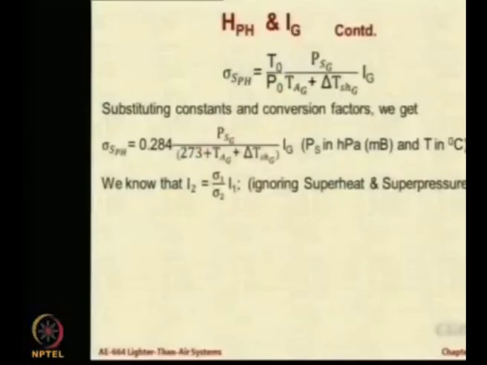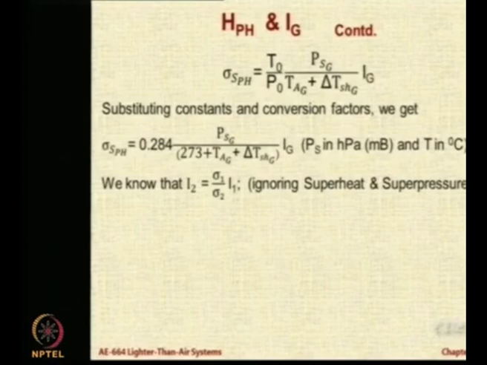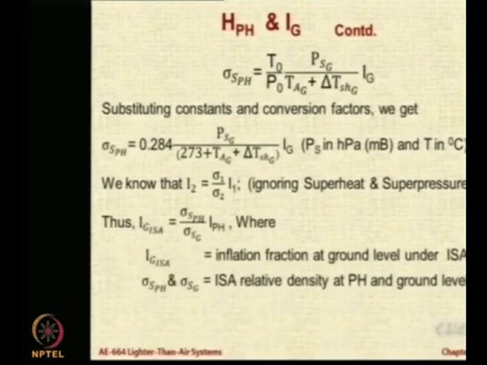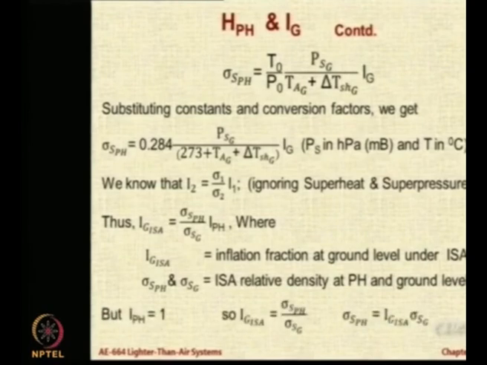So you can come to know how much should be the volume of air in the balloon as a percentage of the total gas for me to create the possibility of flying up to a pressure height, because in normal circumstances we do not wish to exceed the pressure height. Today we will see what happens when you exceed the pressure height also, but you would not plan for it. Okay. So now we know that I2 is equal to sigma 1 by sigma 2 times I1 for any operating condition if we ignore the heat and super pressure. Therefore, the inflation fraction under ISA conditions will be equal to the ratio of density at pressure height upon the sigma at the ground into IPH, right? But IPH will be 1.